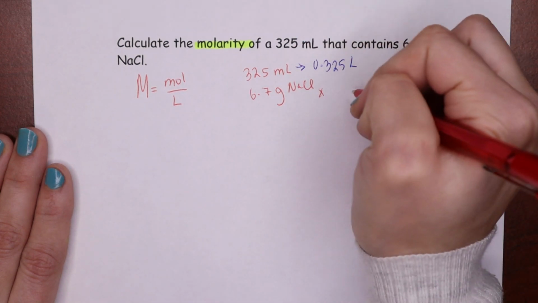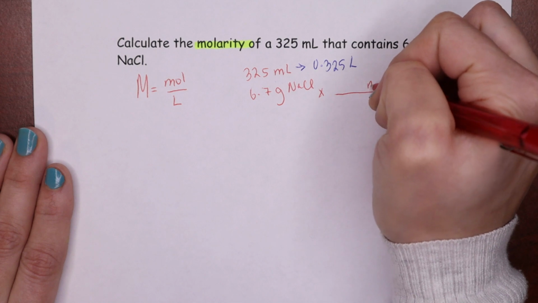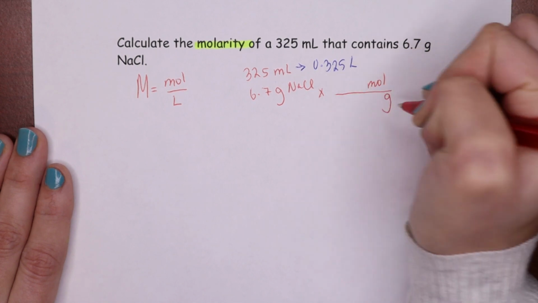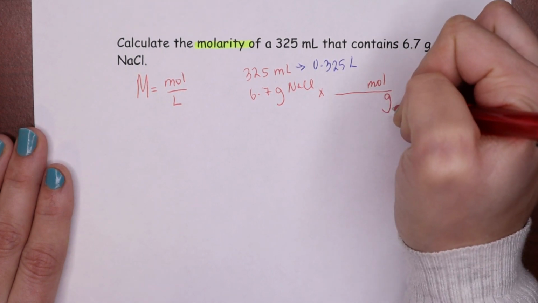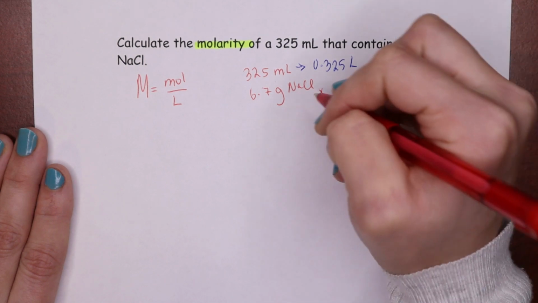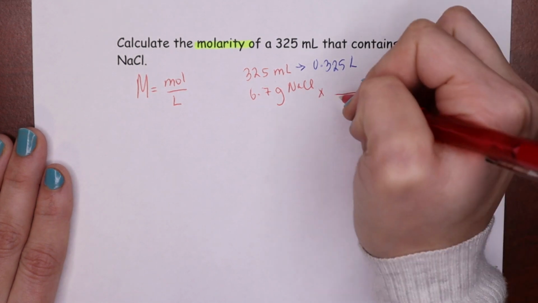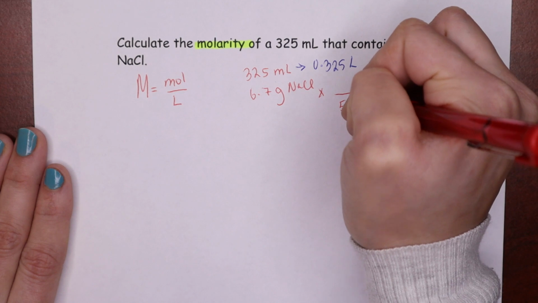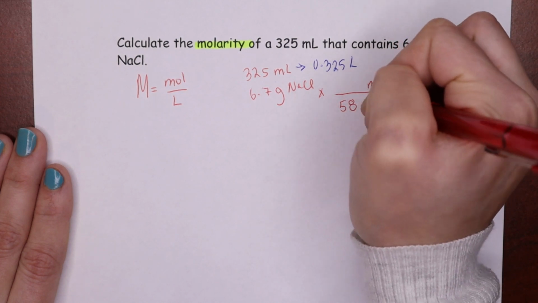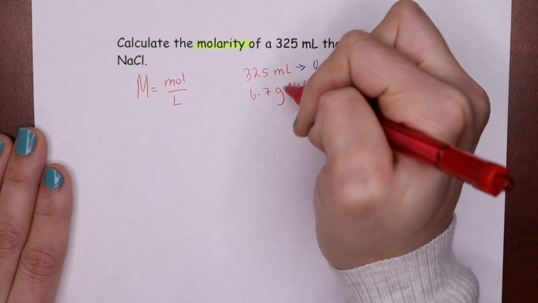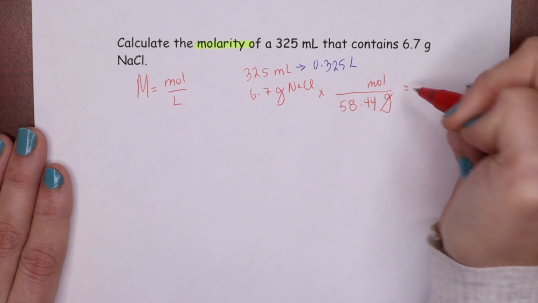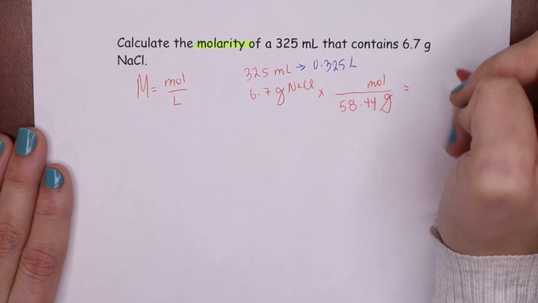We're going to be using the molar mass. What we want is going to go on the top. What I want to get rid of is going to go at the bottom. And I want the molar mass of sodium chloride, which is going to be 58.44. This is going to get rid of my grams, and I can come out with moles.